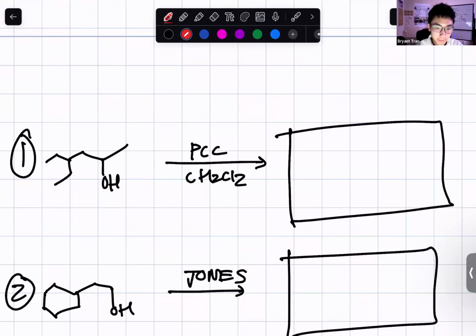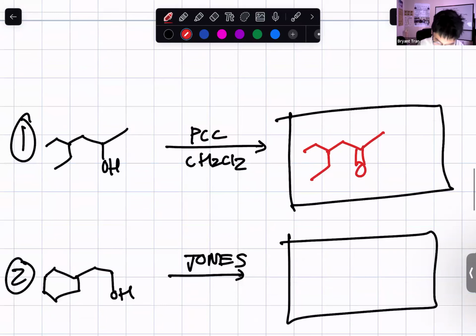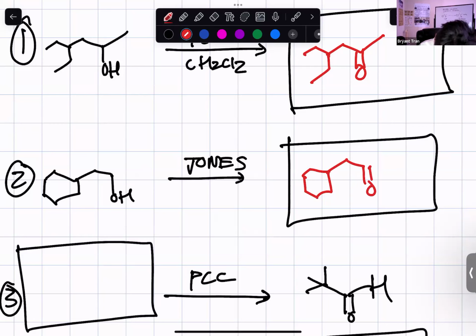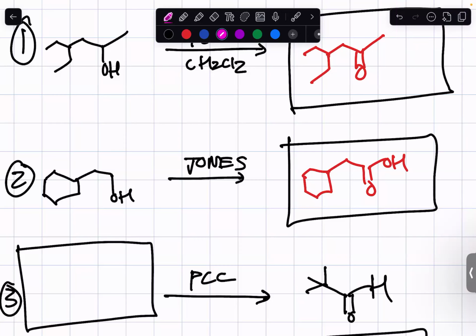First one, you just change the alcohol to a ketone because it's secondary. Right. You got it. The second one, you turn the primary alcohol to a carboxylic acid. Right. Primary alcohol into carboxylic acid using a strong oxidizing agent, Jones. Nice. And be careful here. A common mistake that students make is that they add or lose a carbon by accident. Some students draw the carboxylic acids like this.